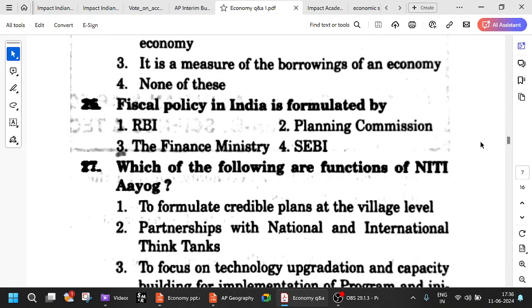So fiscal policy in India is formulated by the Finance Ministry. SEBI is the Securities and Exchange Board of India. It looks after the stock markets, trading, and everything.